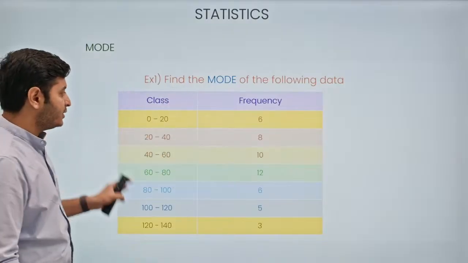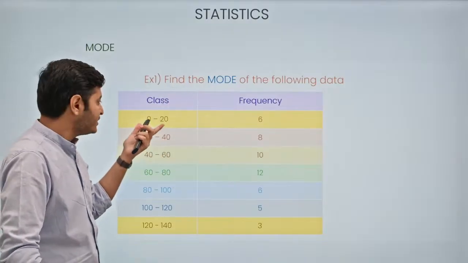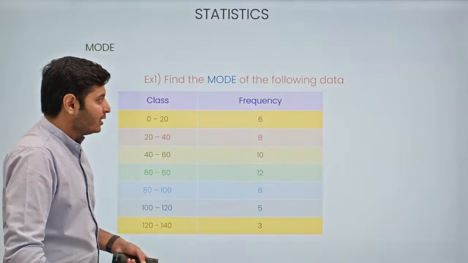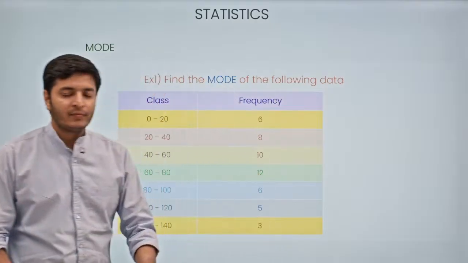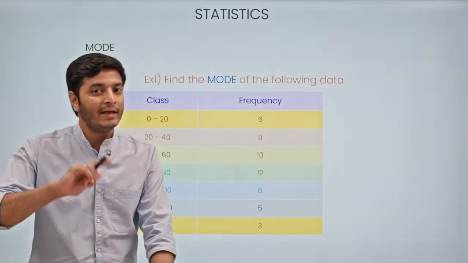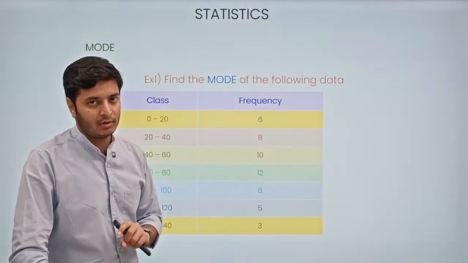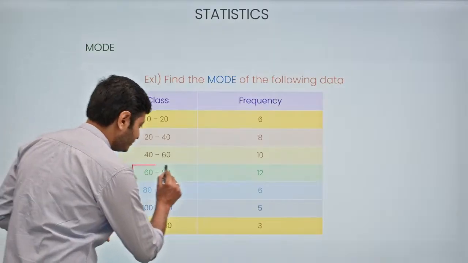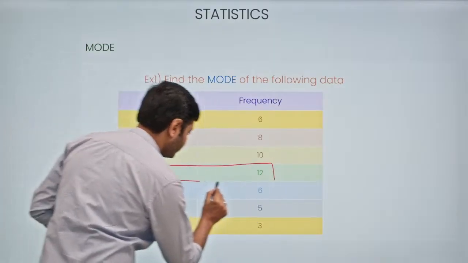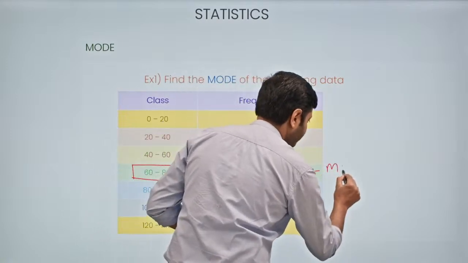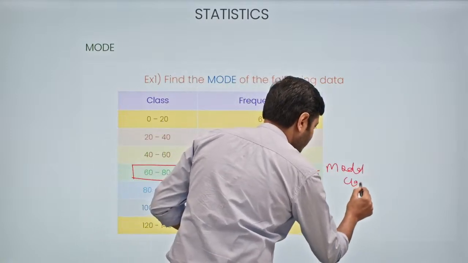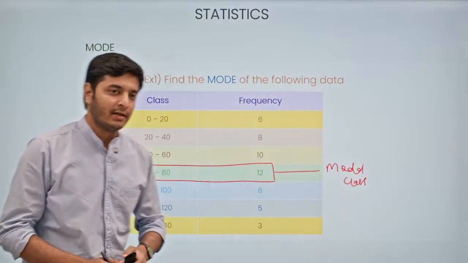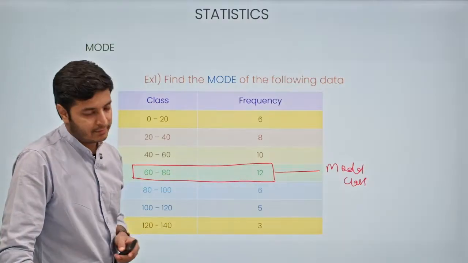So here in this data set, you can see different class intervals: 0 to 20, 20 to 40, 40 to 60 and so on till 120 to 140. And their respective frequencies are written here. Whichever class interval is having the highest frequency is our model class. In this case, it is 60 to 80. So I'm going to mark this as the model class. In your exam, you need to write everything: which class interval is the model class and why, because this one is having the highest frequency.